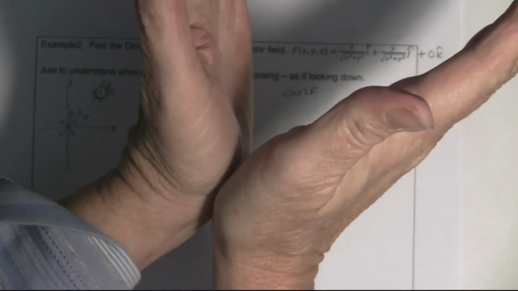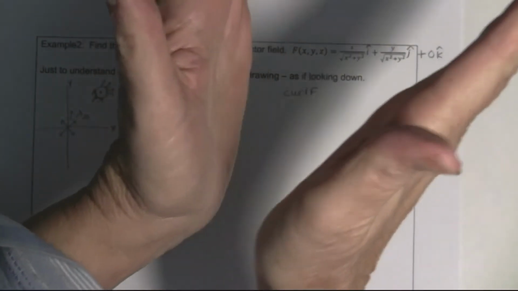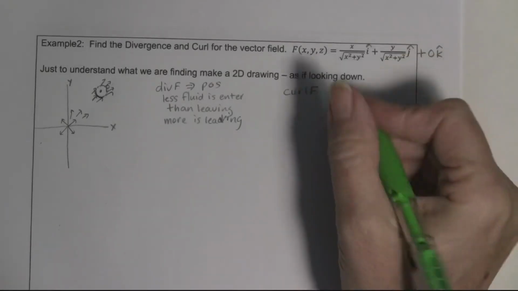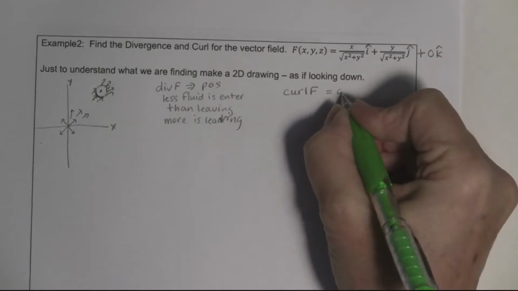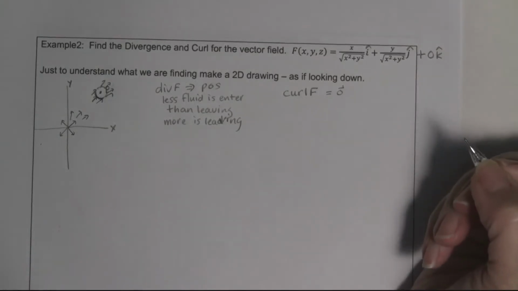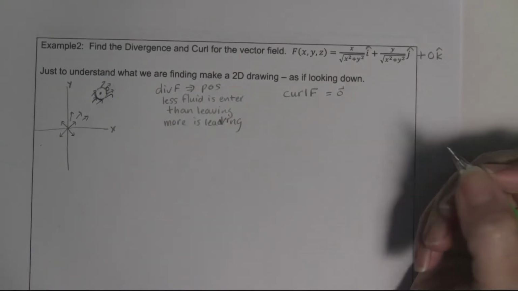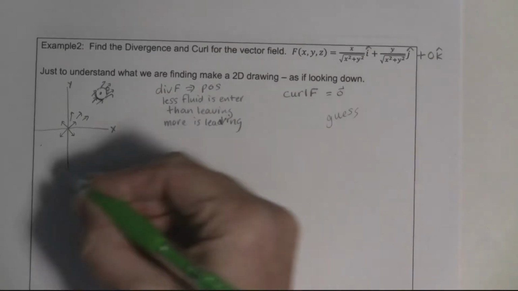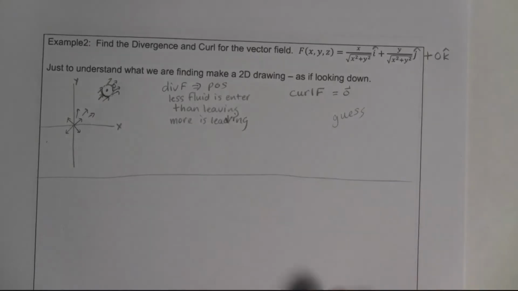They're all coming out, and they're all length 1, and from the same amount from each side. So I'm thinking that the curl is going to be irrotational. I don't think it's going to rotate. Remember, this is my guess, and now we're going to do the math and figure out what it is.